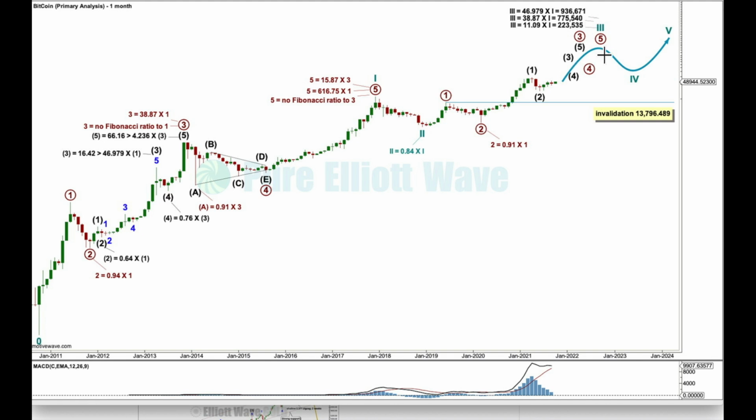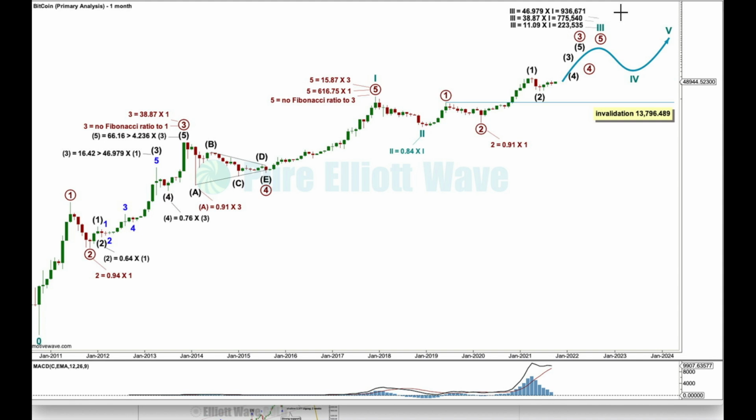Now I'm going to look at an even more extreme Fibonacci ratio. 46.979 is technically, well, mathematically a Fibonacci ratio. It's an extremely big one, but Bitcoin does tend to exhibit extreme wavelengths to each other. So if cycle 3 were 46.979 times the length of cycle 1, that gives us a target for cycle 3 at 936,671. So that's my target calculation for now for Bitcoin.